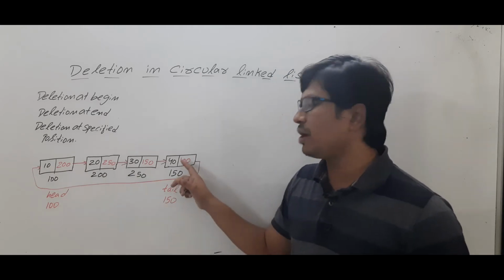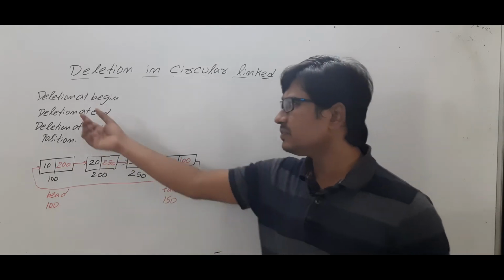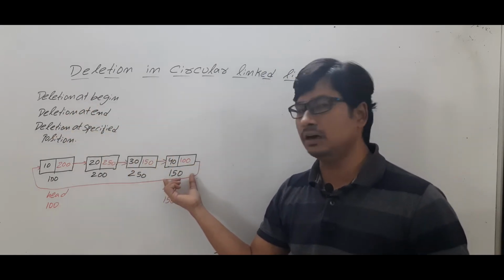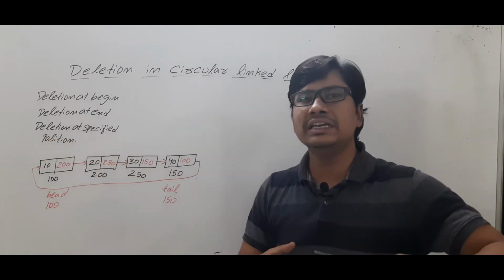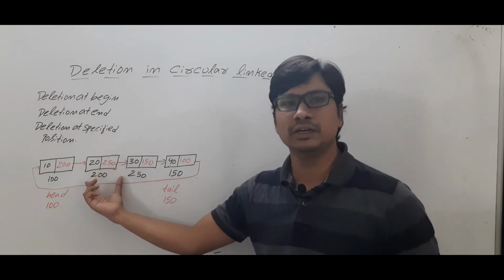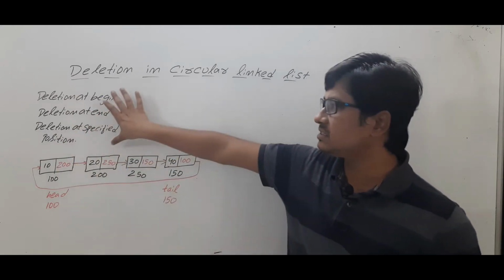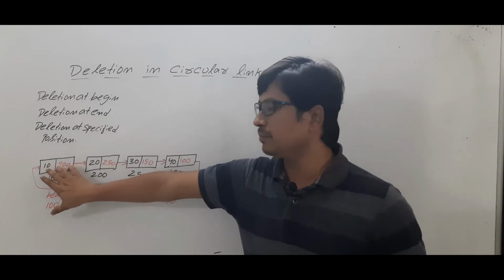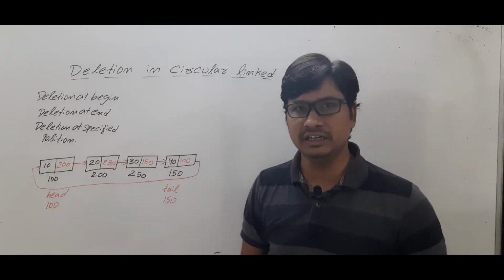And the node which is pointed to by the tail, we'll call it the last node in the circular linked list. Similarly, I want to discuss how to delete the last node in the circular linked list, or if the user specifies that he wants to delete from a specified position. Suppose he wants to delete the second node or the third node, then also he can give that. So we will discuss these three scenarios in detail: deleting a node from the beginning, from the end, and from a specified position in a circular linked list.